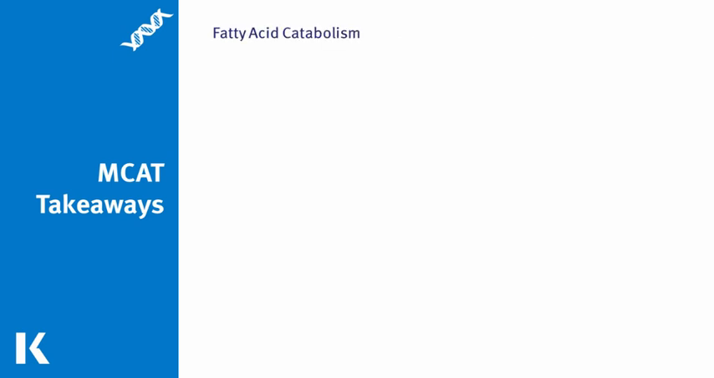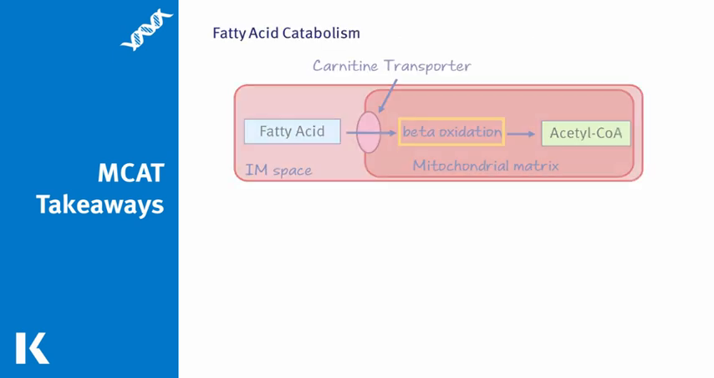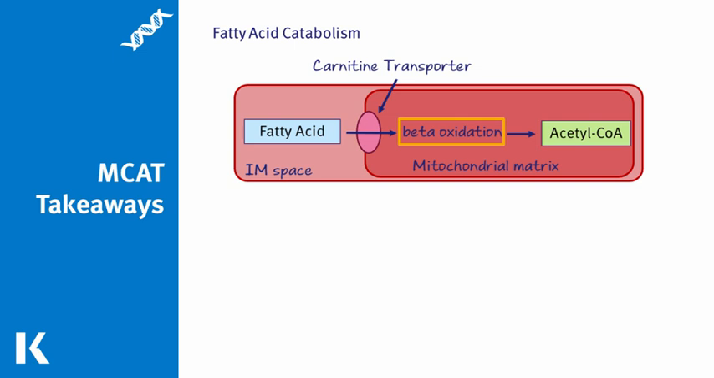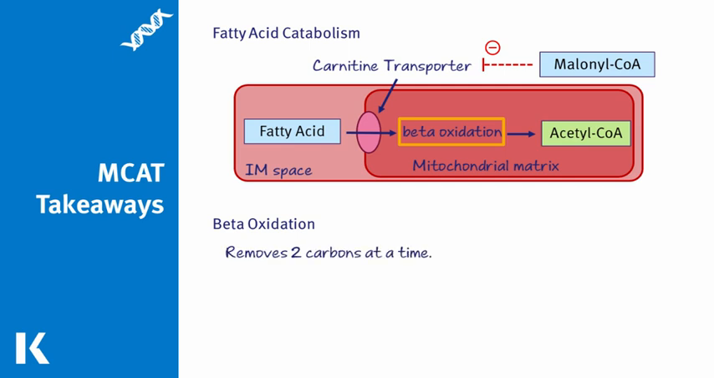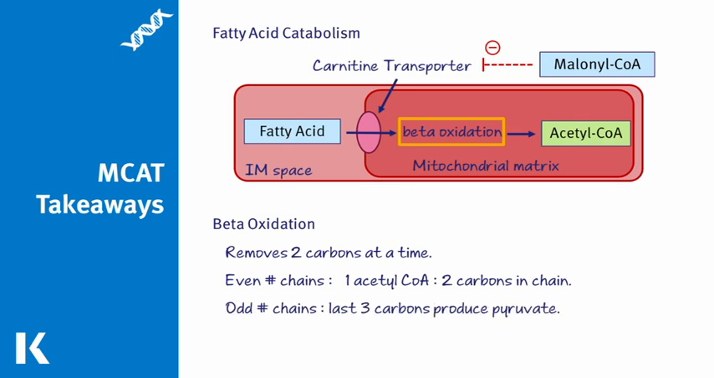Fatty acids are broken down by beta oxidation. This reaction occurs in the matrix of the mitochondria, and in order for large-chain fatty acids to get into the matrix, they must be transported by the carnitine transporter, which is inhibited by malonyl-CoA. In beta oxidation, 2 carbon atoms are removed at a time. For even-numbered fatty acids, 1 acetyl-CoA molecule is made for every 2 carbon atoms in the chain, and for odd-numbered fatty acids, the last 3 carbon atoms of the chain are used to synthesize pyruvate.